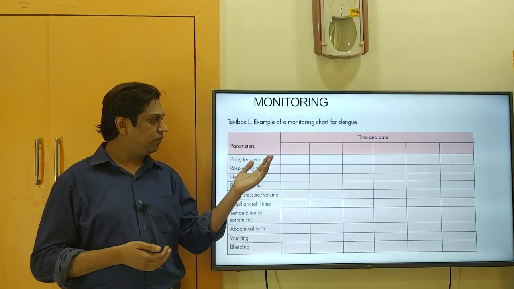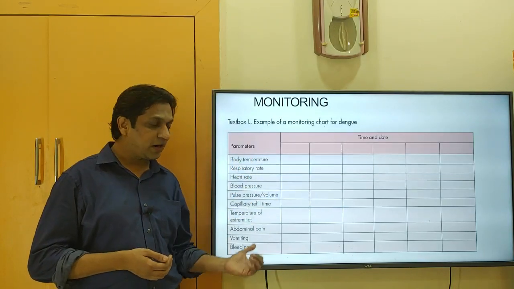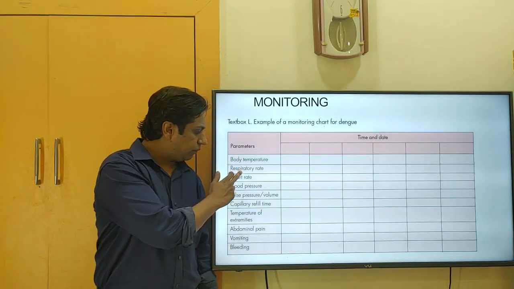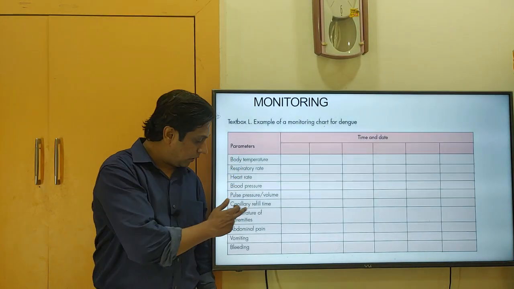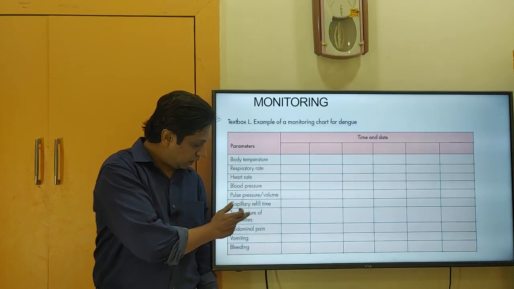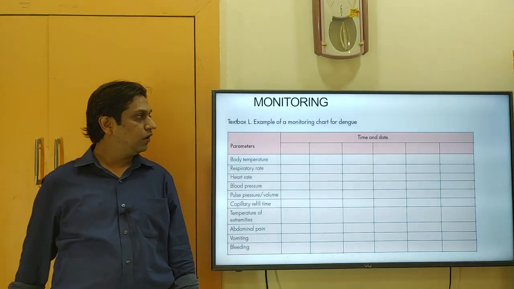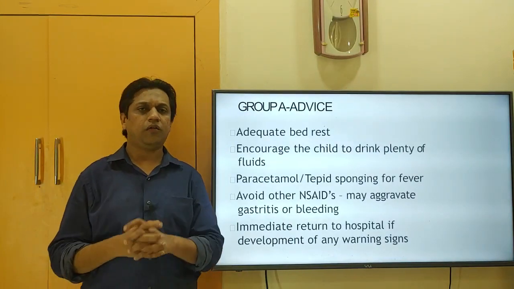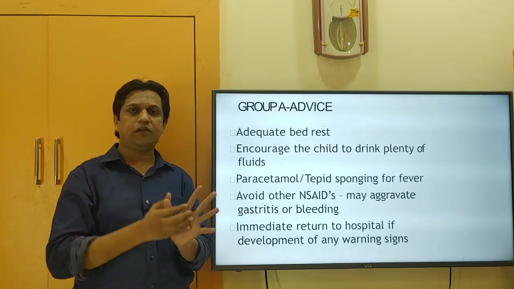Okay, so on admission, we monitor the patients. These are the parameters to be monitored to know the progress of the disease: body temperature, respiratory rate, heart rate, blood pressure, pulse pressure or pulse volume, capillary refill time, temperature of the extremities, abdominal pain, vomiting and bleeding. Now let's see the proper management. For these 3 groups, Group A, Group B, Group C, what exact treatment do we give them?